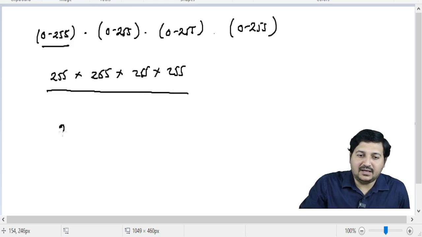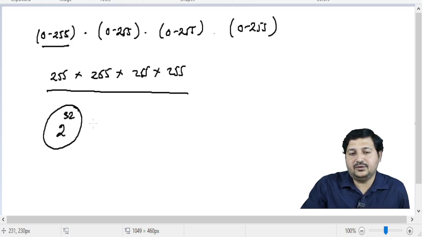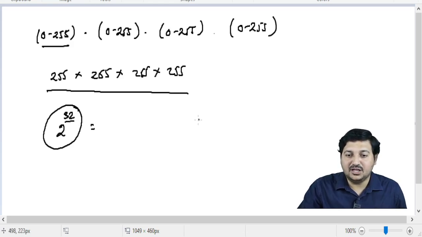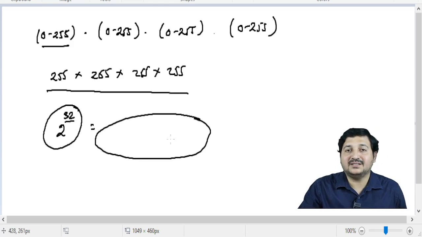Or in short, we can say the size of an IP address is 2 to the power of 32. Why 32? Because an IP address consists of how many bits? 32 bits in total. So what is the size of an IP address? This much big. That many IP addresses we are going to get.